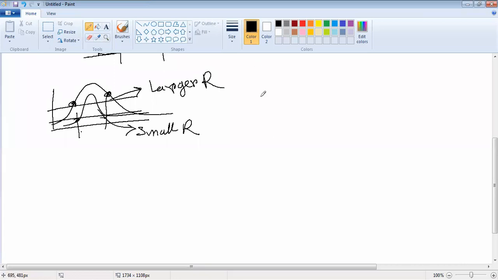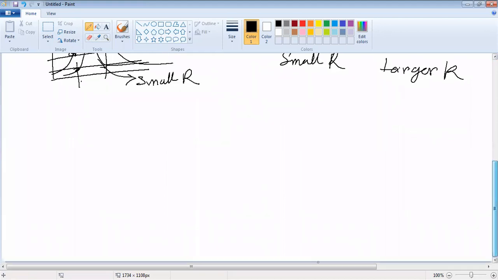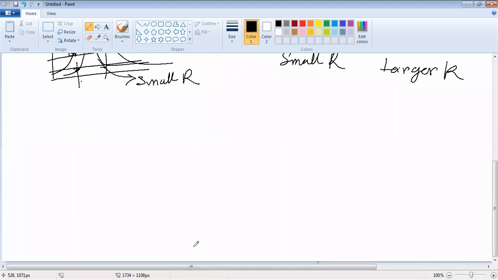And what is the effect for the smaller R? The steady state is just like this, but this is the smaller because the damping ratio is very less, and this is for the larger. This is the system. Okay, and now come to the point of selectivity and the bandwidth.